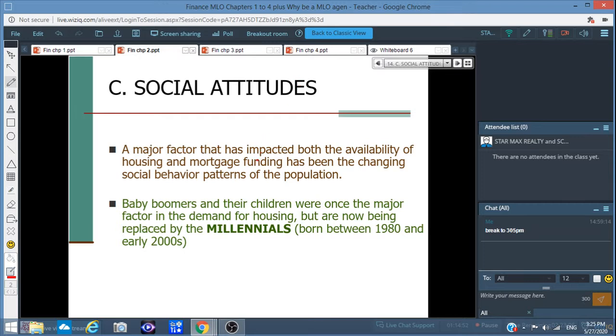Social attitude. Baby boomers are different from the millennials. Millennials are born between 1980 and the early 2000s. Those are called millennials. And their buying power is not as strong as the baby boomers. This is starting.